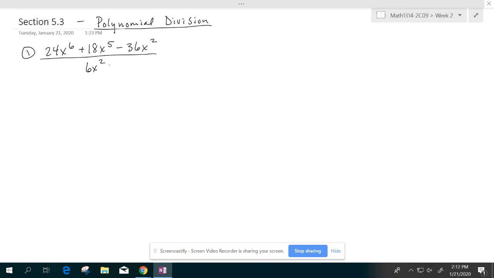All right, so what we have here in the numerator, up top, how many terms are there? 1, 2, 3 terms, right? That's a trinomial. In the denominator, how many terms are there? 1 term. Now, this is a special case when the denominator is a monomial. What you want to do is separate into individual fractions. So we're going to rewrite this problem in individual fractions. So that would be 24x to the 6th over 6x squared plus, and then you keep going.